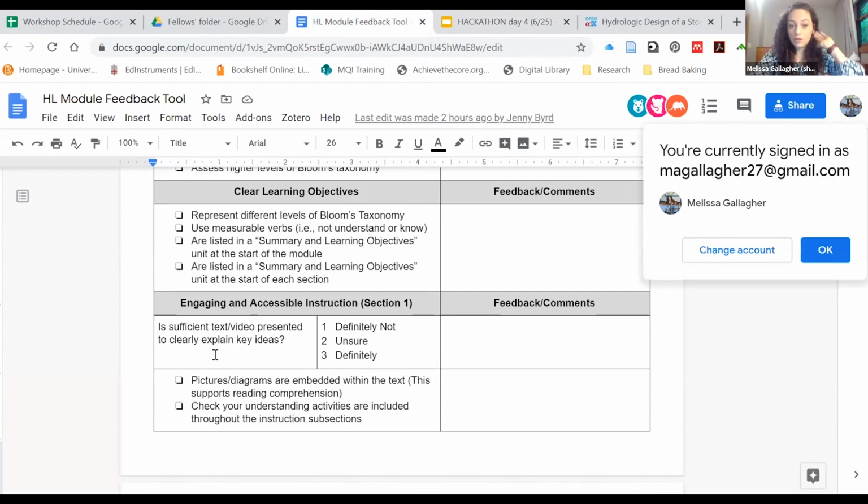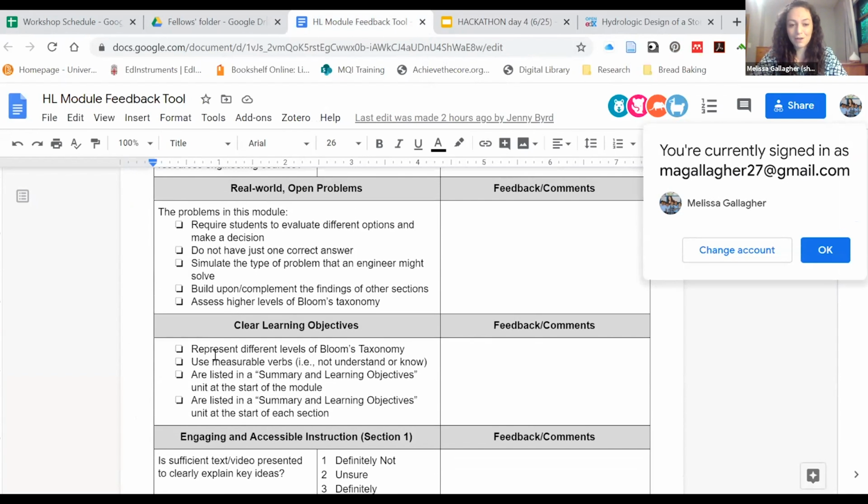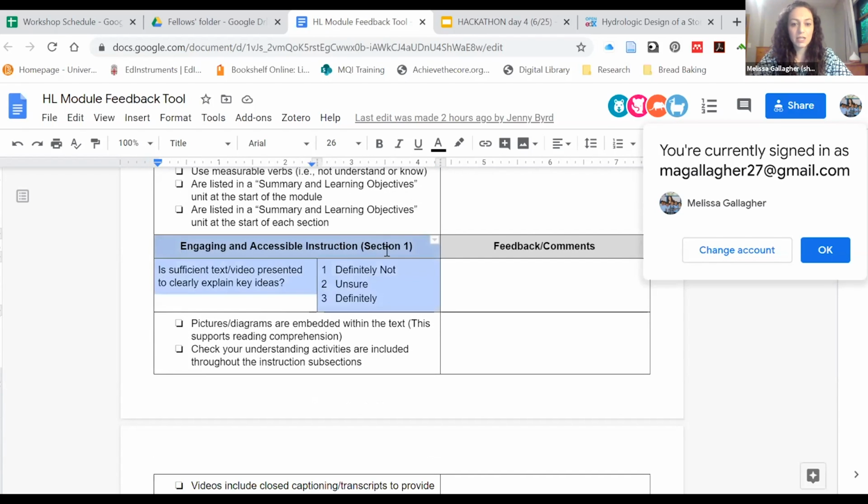Okay. So this is actually the wrong version of it. It's very similar to the right version, and I will find the right version to make sure it gets up there for you in a minute. But the engaging and accessible instruction section is here.